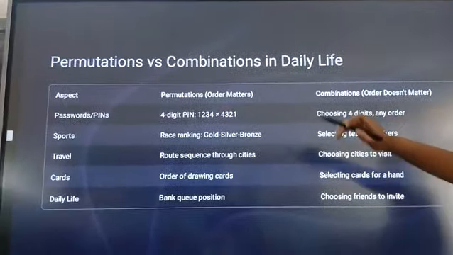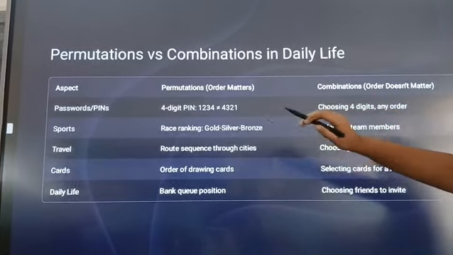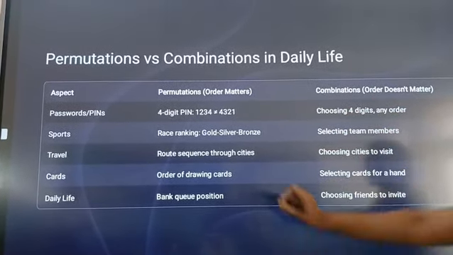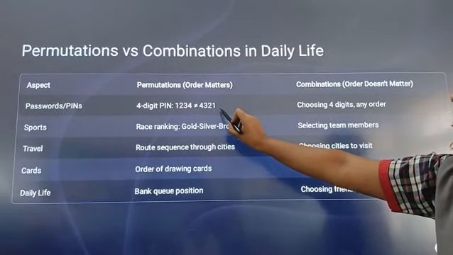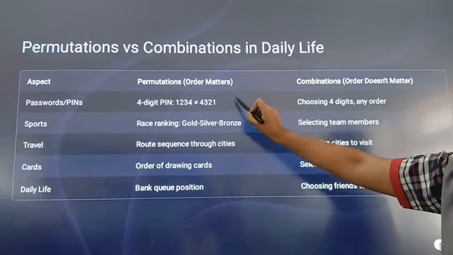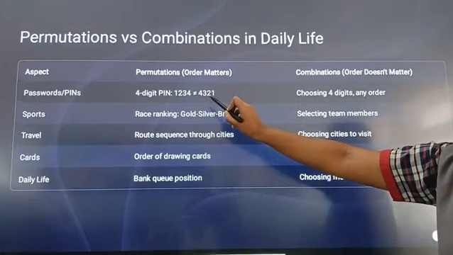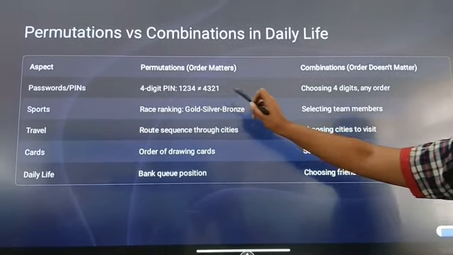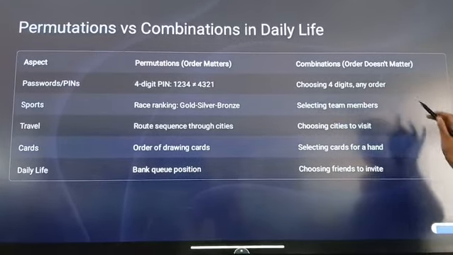Now we will see permutation versus combination in daily life. Here it shows how they differ in each aspect. First, passwords and PINs. Here we have a 4-digit PIN, where 1, 2, 3, 4 will not be equal to 4, 3, 2, 1, because for permutation, the order matters. When the order is different, it is not the same password or PIN. Combinations would be choosing 4 digits in any order.